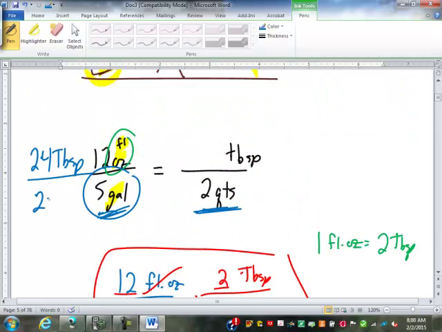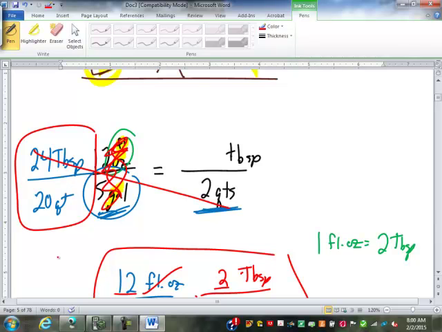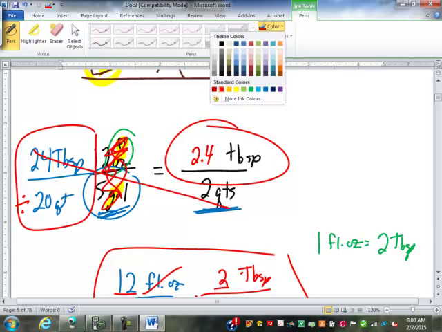So this is now 20 quarts instead of 5 gallons. So these numbers are gone. I converted them to 24 tablespoons over 20 quarts. Cross multiply. 24 times 2 divided by 20 is 2.4 tablespoons. What do you think? Loads of fun?